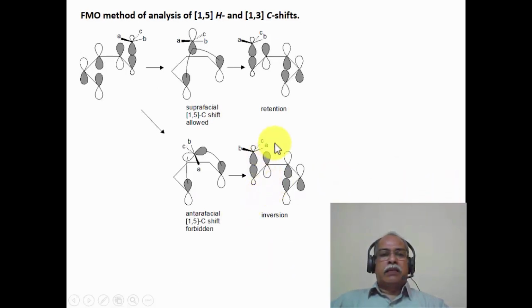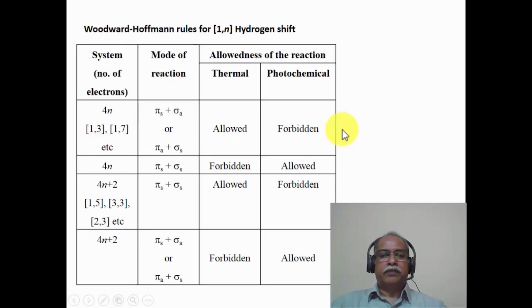One can extend the same analysis to a 1,5 hydrogen and a 1,5 carbon shift. In the case of a 1,5 hydrogen shift, it is easily allowed because it is a larger framework and it is a suprafacial migration also. So a 1,5 suprafacial migration of both the carbon as well as hydrogen is allowed under thermal condition. However, the antarafacial migration is a forbidden process, as the migration leads to an antibonding type of interaction in the transition state of this rearrangement.